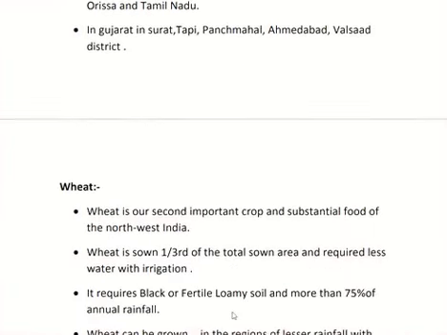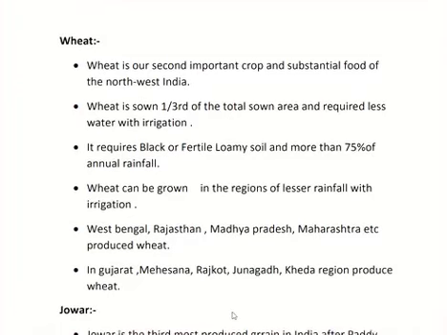Now the another topic, that is wheat. Wheat is another main important food grain crop which we grow in India, and it is substantially the food of Northwest India. सबसे ज़्यादा ये Northwest India में खाया जाता है. As you know, Northwest means Gujarat, Saurashtra, Rajasthan, and the upper northern part of India. Wheat is sown in 1/3 of the total sown area, and it requires less water. With irrigation facility also we can cultivate wheat.